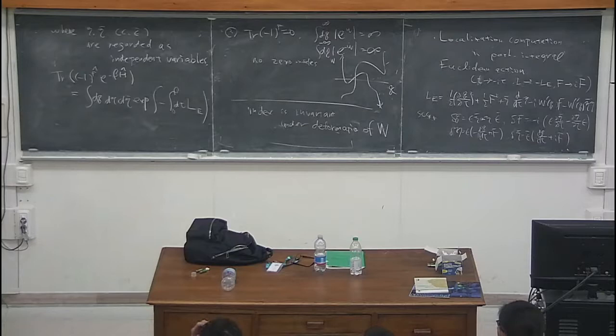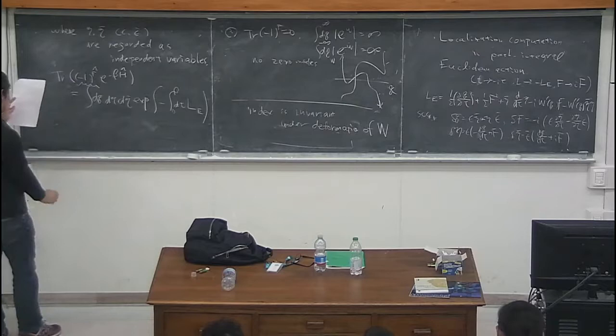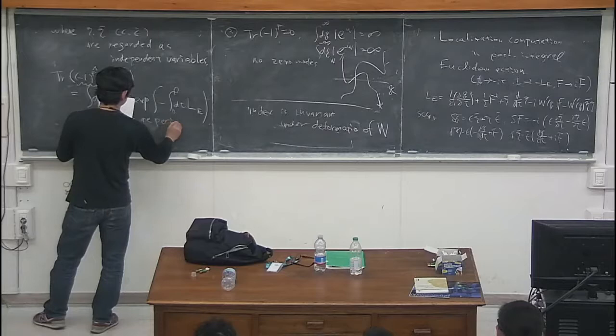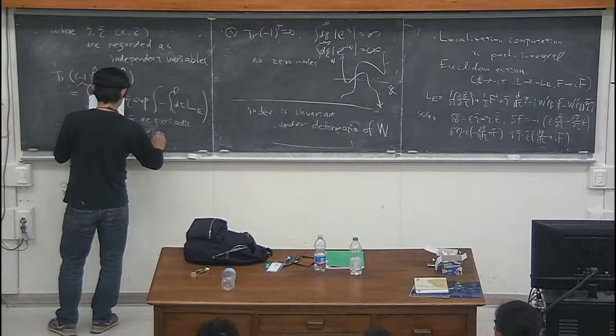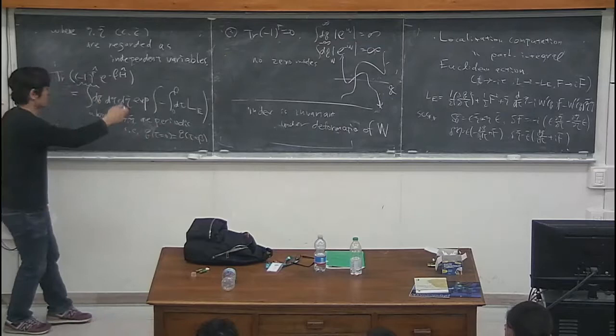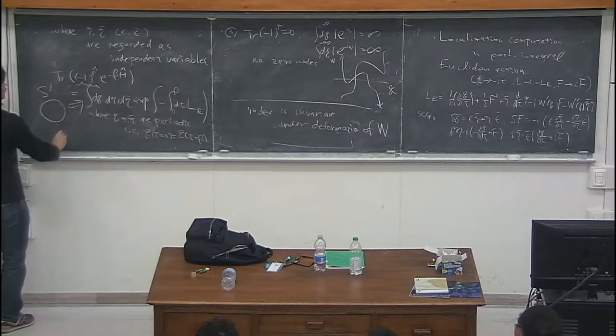But the point is this one. Where q, eta, eta bar are all periodic, i.e. Okay. So we think this theta, 0 to beta, is a circle. So this is a theory on S1. Okay, this is a theory on S1. So we need to specify the boundary condition.